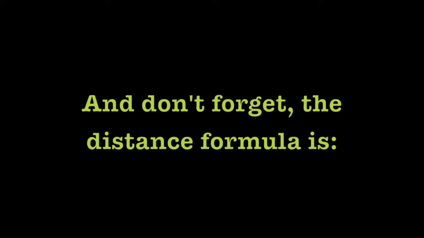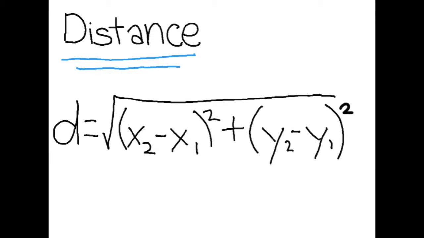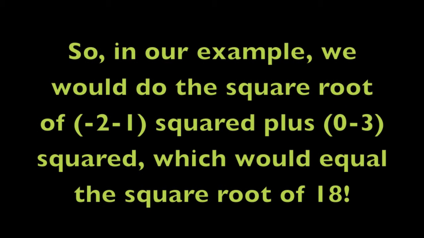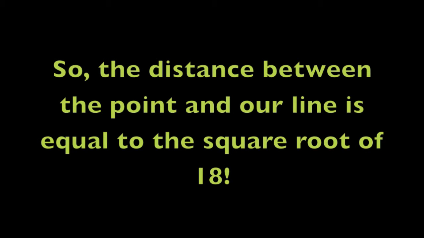And don't forget, this is the distance formula. So in our example, we would do the square root of (-2 minus 1) squared plus (0 minus 3) squared, which would equal the square root of 18. And finally, the distance between the point and the line is the square root of 18.